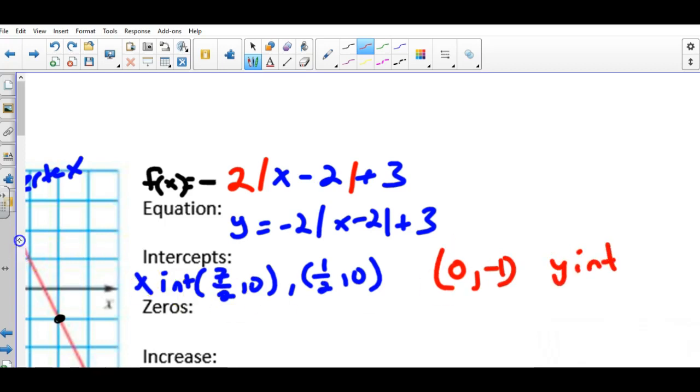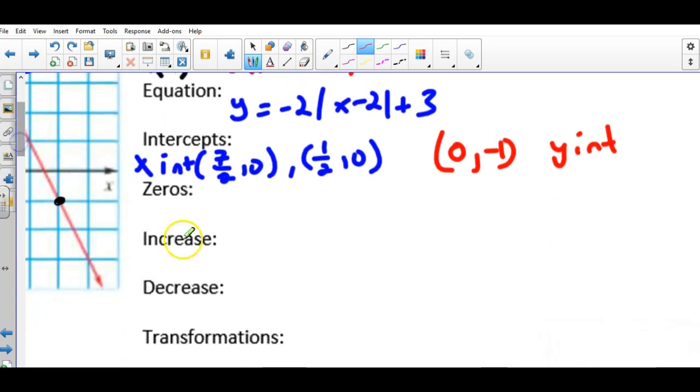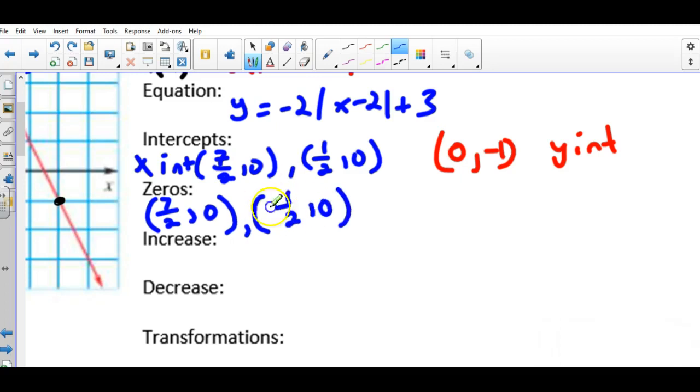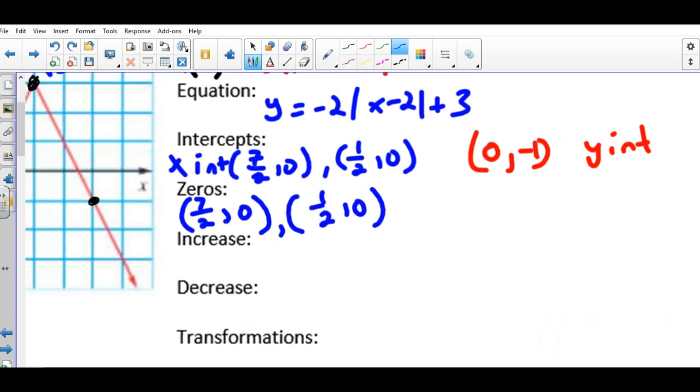Okay. Now we have what's called the zeros. Remember, the zeros are the x-intercepts. So again, the zeros are (7/2, 0) and (1/2, 0). Now let's talk about increasing and decreasing.